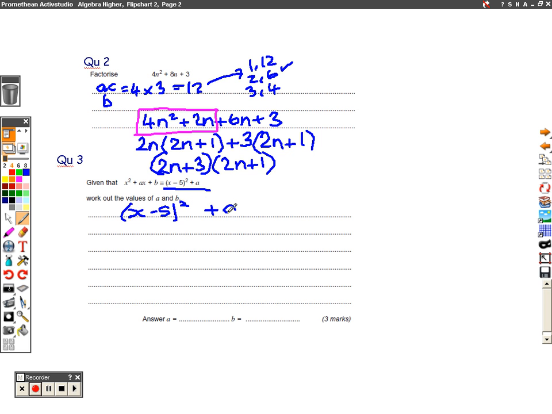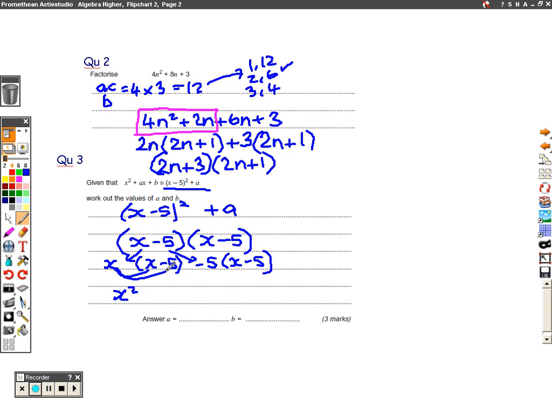Remember, squaring something doesn't mean square each term, it means the same bracket multiplied by itself. So split our first bracket, x minus 5, set your second bracket in twice. Okay, x times x gives you x squared, x times minus 5 gives you minus 5x, minus 5 times x gives you minus 5x again. Be careful with the two negatives, minus 5 times minus 5 gives you plus 25.